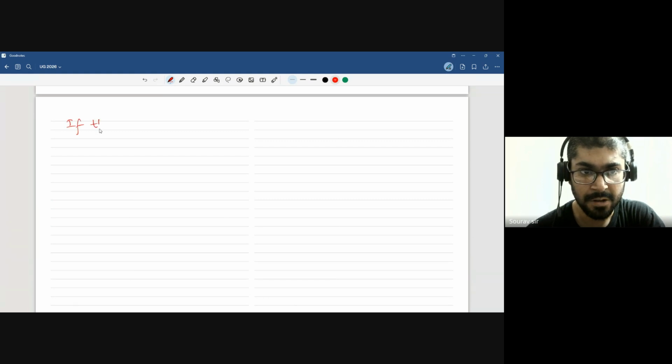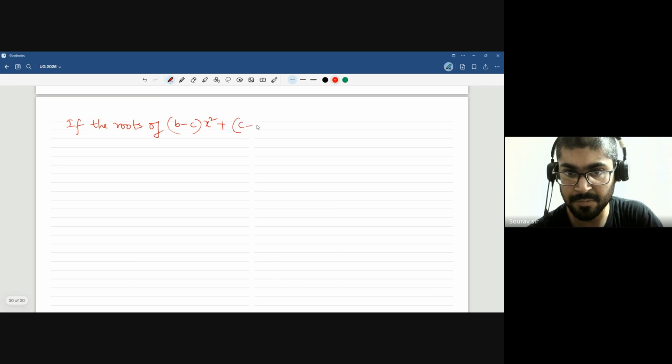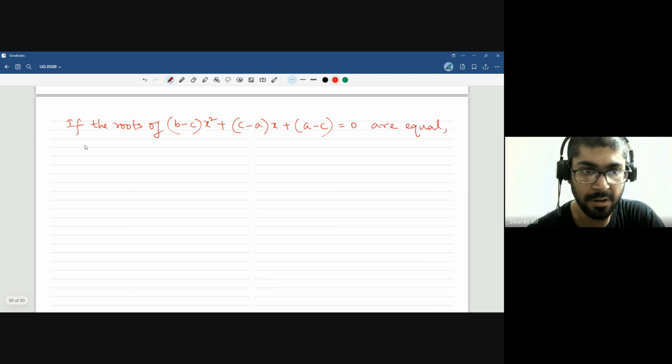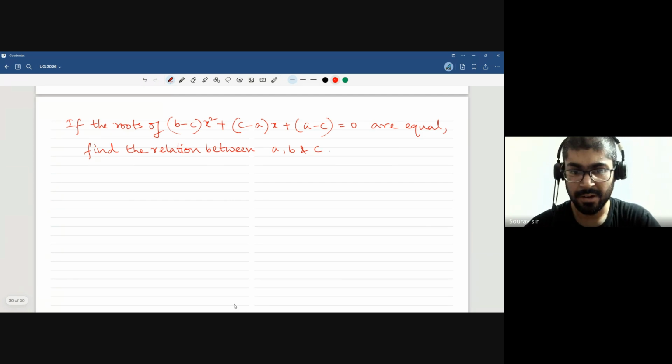If the roots of (b minus c)x square plus (c minus a)x plus (a minus c) equal to 0 are equal, find the relation between a, b, and c. This is a question.